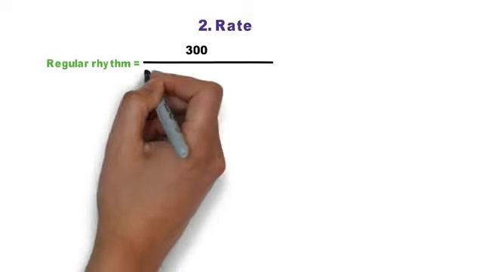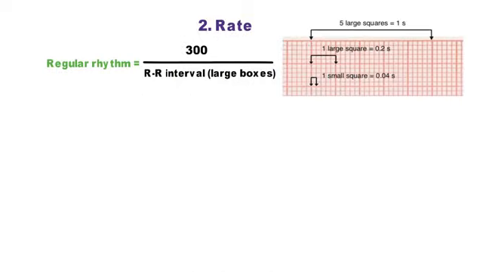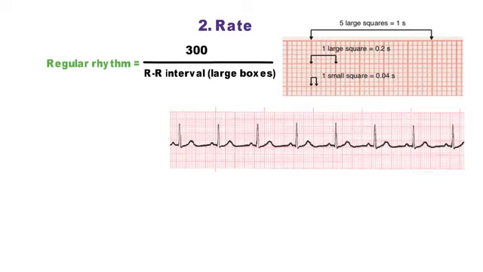Step 2 is to calculate heart rate from an ECG. If the rhythm is regular in ECG, heart rate is calculated by 300 divided by the number of large boxes between the RR interval. And this is an ECG graph paper. If the speed or calibration of the ECG machine is 25 mm per second, then one small square corresponds to 0.04 second and one big square to 0.2 second. So 5 large squares equal 1 second.